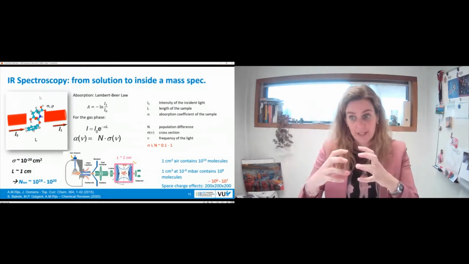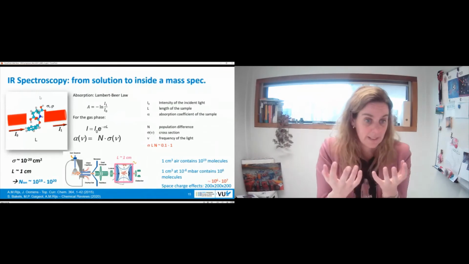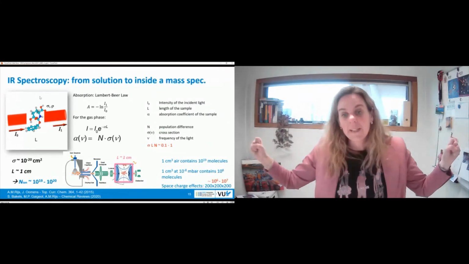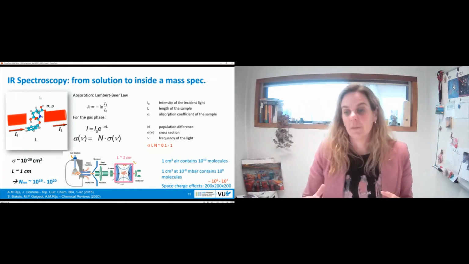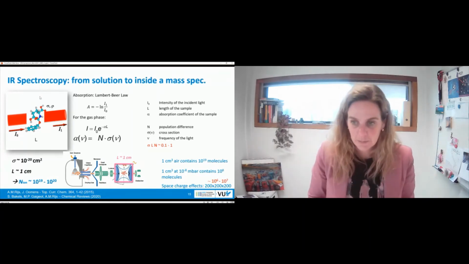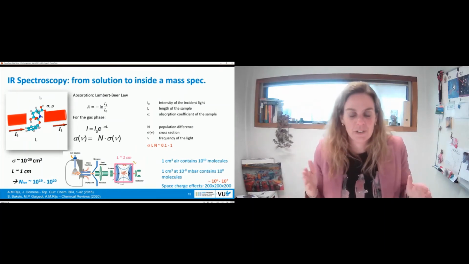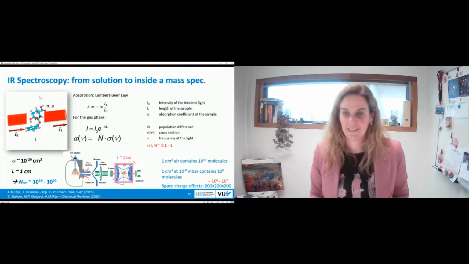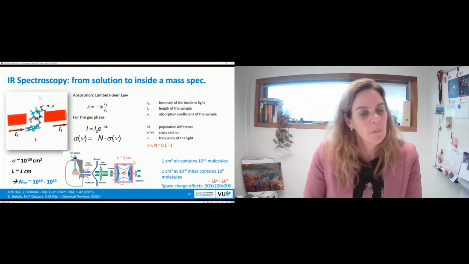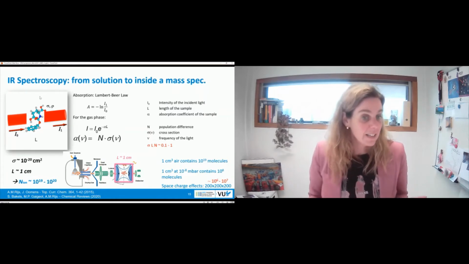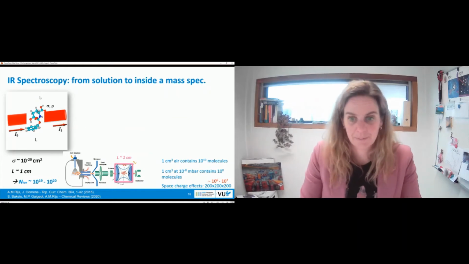So if you have too many ions, if you would have 10 to the 20th ions in there, they would completely repel each other. So that's not possible. So in 1 cubic centimeter, you can have about 200 times 200 times 200, so about 10 to the 6th, 10 to the 7th ions. So these are completely different numbers than the amount of ions that we need to actually measure direct absorption.